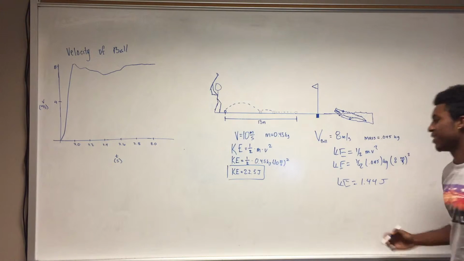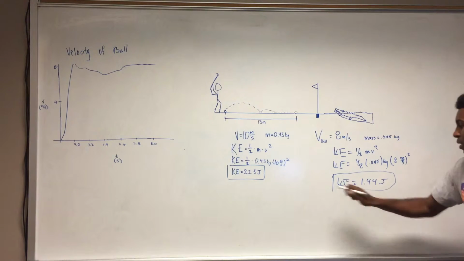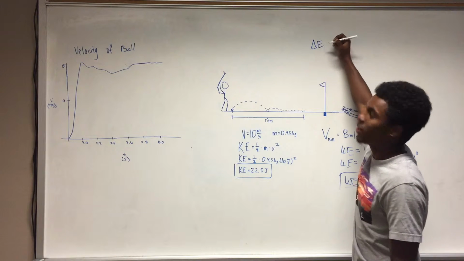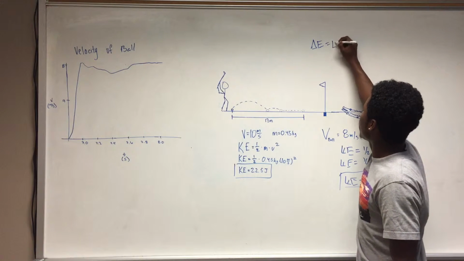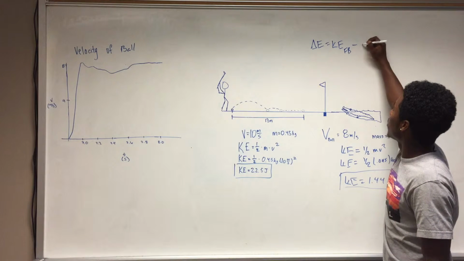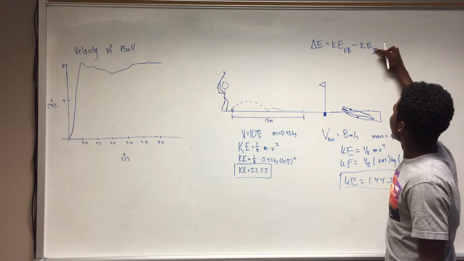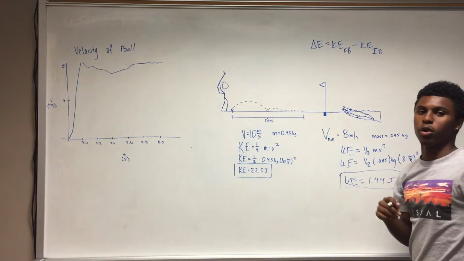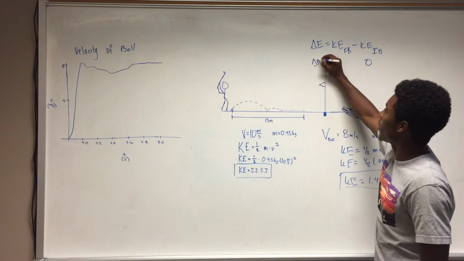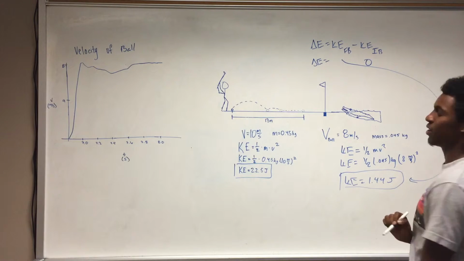And he already told you how that works out. Now, to find the work done on the ball, work is the change in energy. To find it, we look at the final kinetic energy of the ball minus the initial kinetic energy of the ball. Since the ball is at rest, the initial kinetic energy is 0. So the change in energy, or the work done on the ball, is just equivalent to the final kinetic energy.